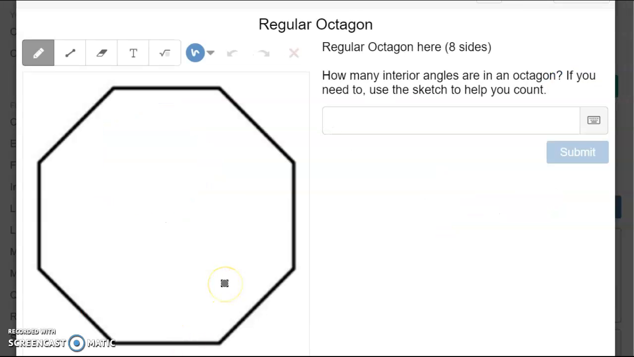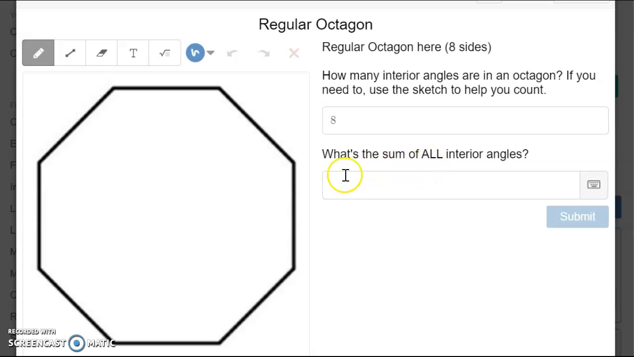Okay, card number 15, a regular octagon here. That means we have 8 sides. How many interior angles are in an octagon? So 1, 2, 3, 4, 5, 6, 7, 8. We have the same number of interior angles as sides. So we have 8 interior angles, and they're all going to be congruent.